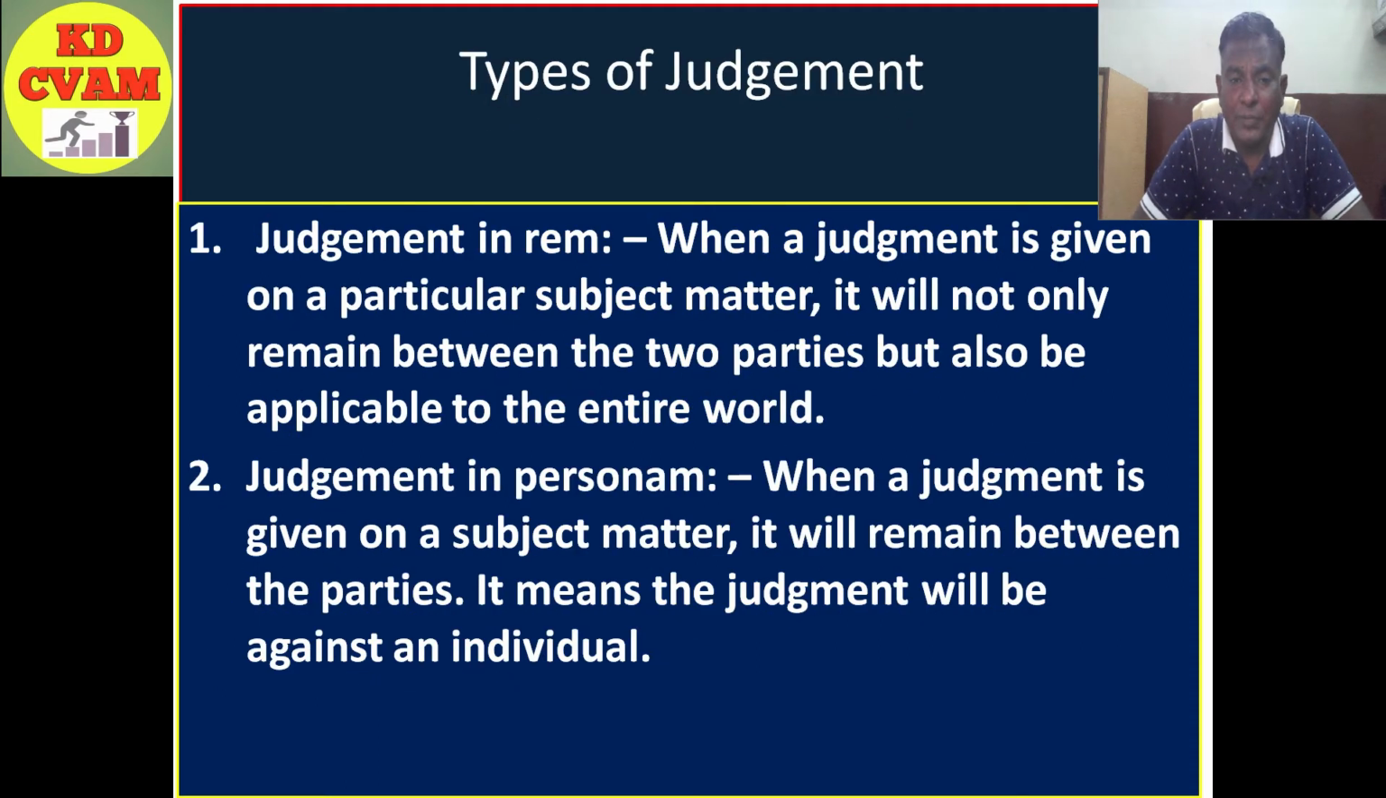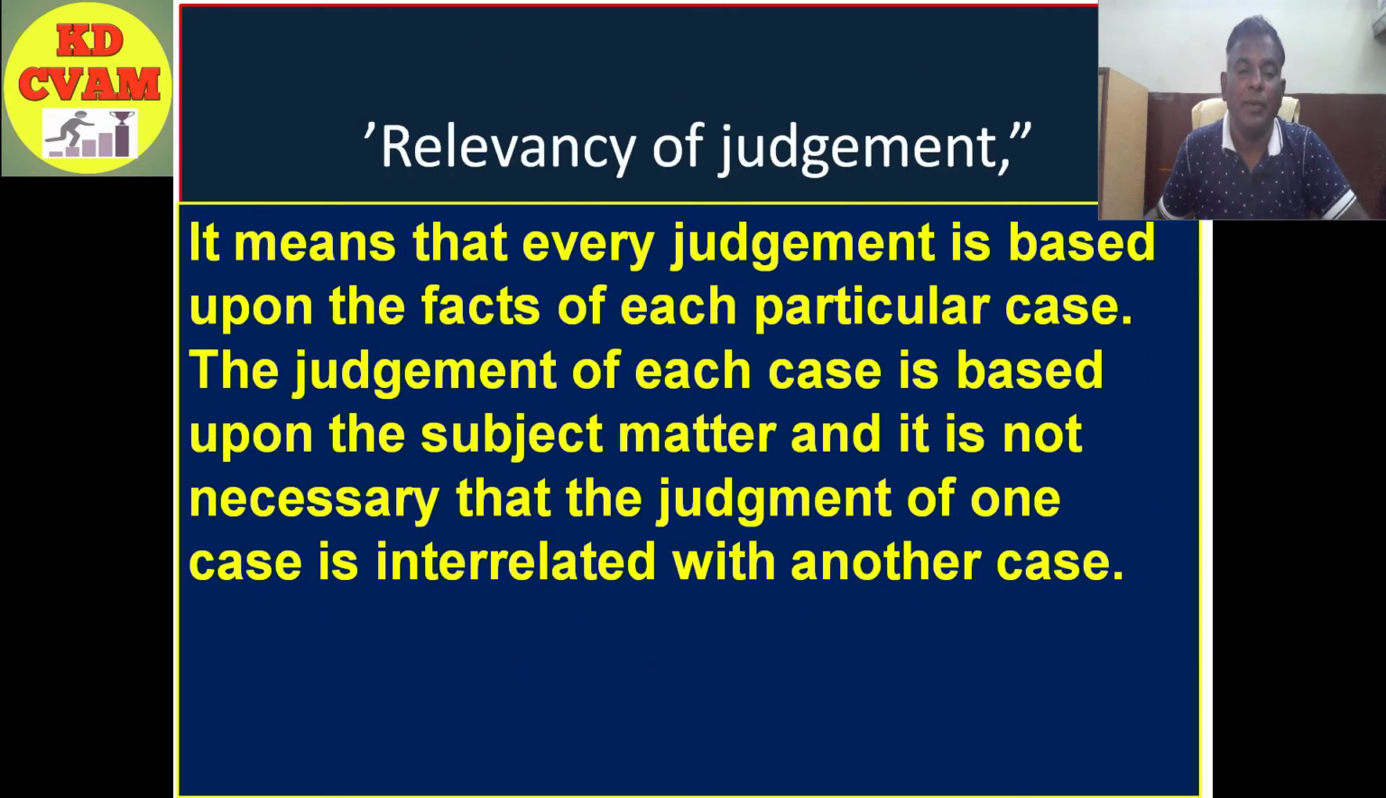Types of judgment. There are two types of judgment. One is judgment in rem and another is judgment in personam. When a judgment is given on a particular subject matter, then it is applicable to the entire world, because it is going to be common for everyone. But judgment in personam, the name itself expresses personam, that is personal or individual. So when a judgment is given on a subject matter, it will remain between the parties only. It means the judgment is against an individual, only applicable to an individual. That is called judgment in personam.